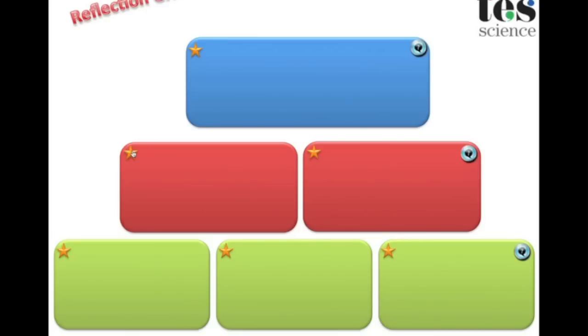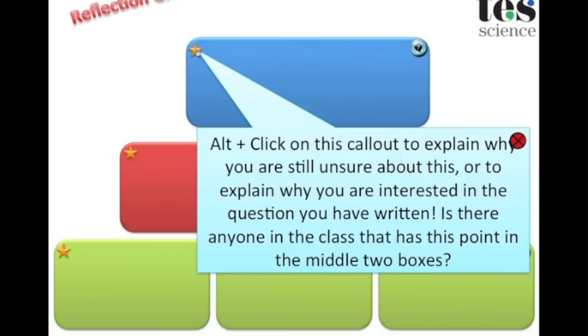There are stars as well, as you might have noticed, and here are boxes again, callouts that will allow your learners to write even more information or perhaps more details about what they want to express. So for example, at the top, here we are asking the students to explain why they are still unsure about certain areas of the topic, or explain why they're interested in that question that they've asked.